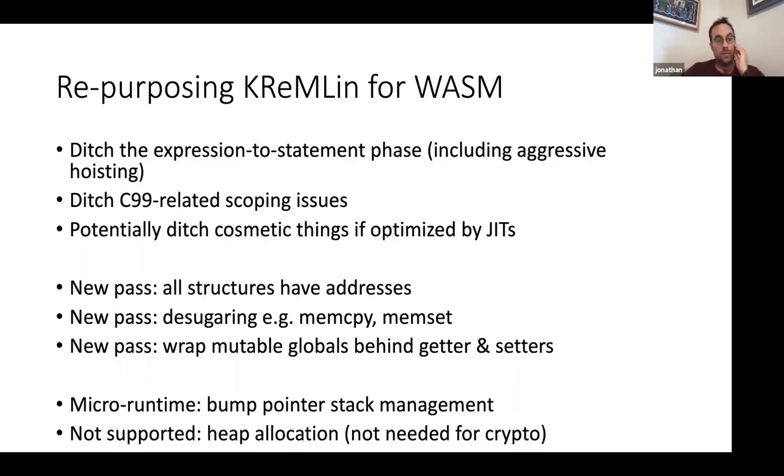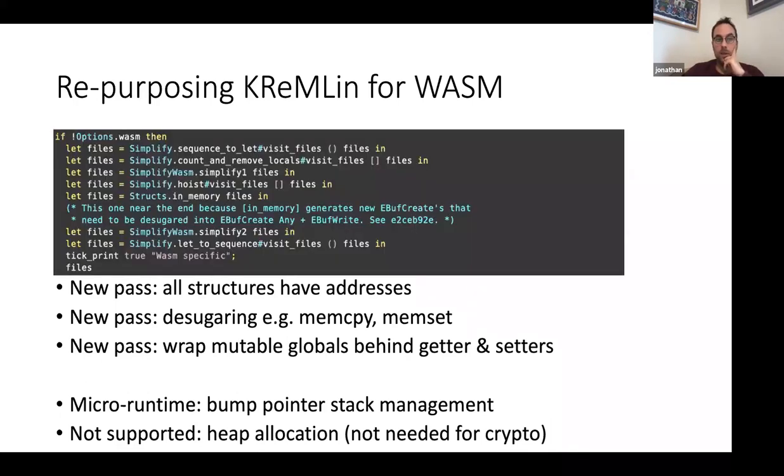And we don't support heap allocation yet because we're mostly focusing on extracting crypto algorithms for now, not the rest of the Everest stack. And the crypto algorithms don't do heap allocations, at least the ones that we consider. Yeah, and that's it. Just these few optimizations were added to the KReMLin compiler.